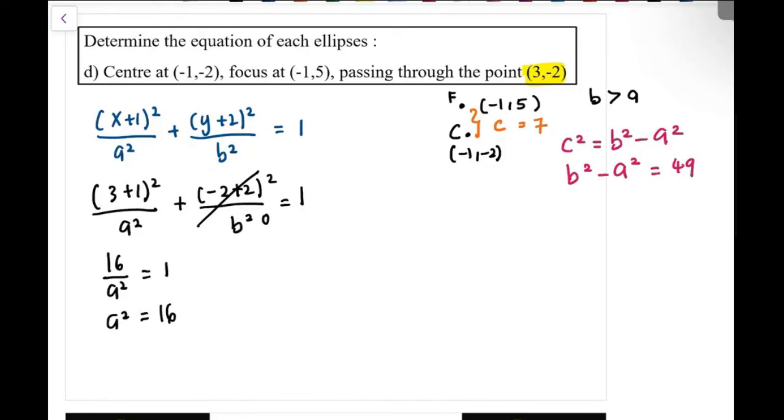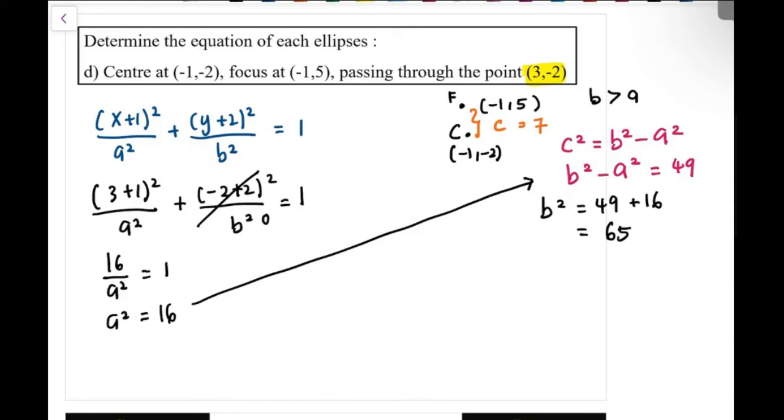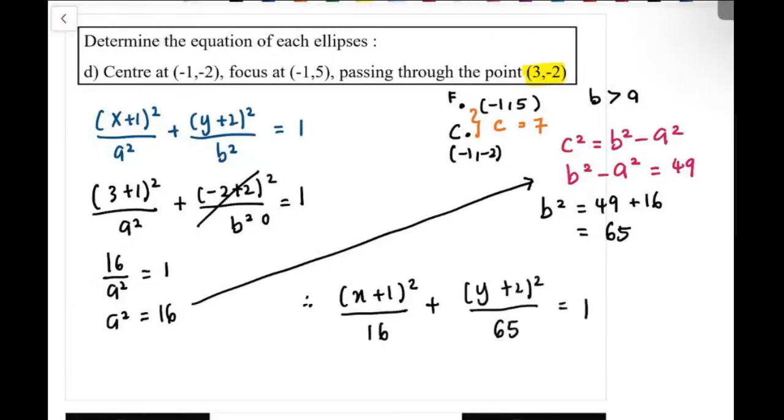So once we obtain A squared, we can find B squared. So B squared is finally 49 minus 16. Sorry, 49 plus 16. In this case, it would be 65. So our equation of an ellipse would be x plus 1 squared over 16 plus y plus 2 squared over 65 equal to 1. And that is an equation of an ellipse.